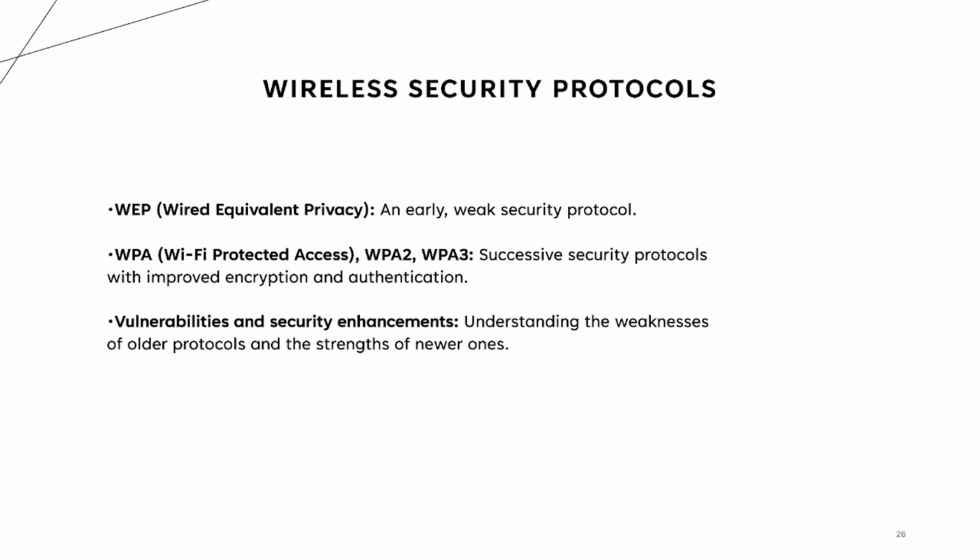WPA is Wi-Fi Protected Access. It was developed further into version 2 and version 3. It is a successive security protocol with improved encryption and authentication. And then we talk about vulnerabilities and security enhancements. It covers the weaknesses of old protocols and the strengths of the newer ones.